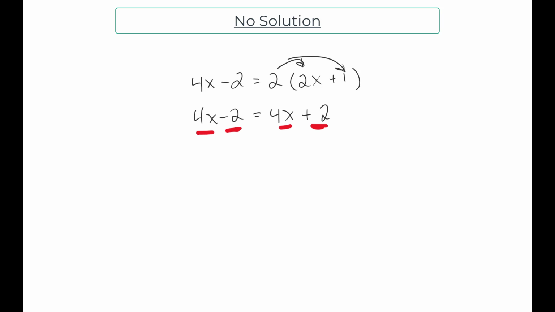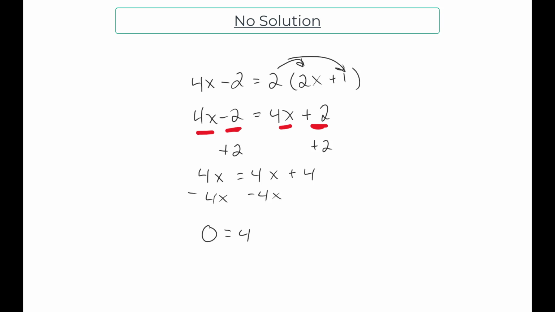However, if we take it all the way like we did on the infinitely many solutions, and we go ahead and use our properties of equality, I'm going to add 2 to both sides to leave me with 4x is equal to 4x plus 4. And then I'm going to subtract 4x on both sides to get all our x's together, and that gives me 0 is equal to 4.